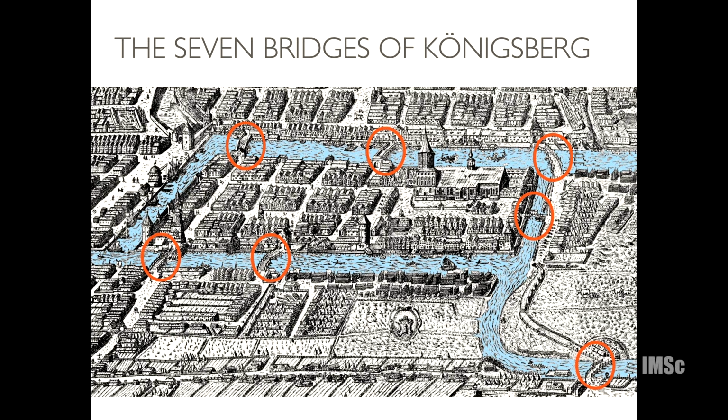Some of you may have heard of this, which is the 7 bridges of Königsberg. This is a map of the city of Königsberg back in the 1700s, and here you see a river passing through the city, and there are a lot of bridges, right? The bridges are just highlighted by these circles over here.